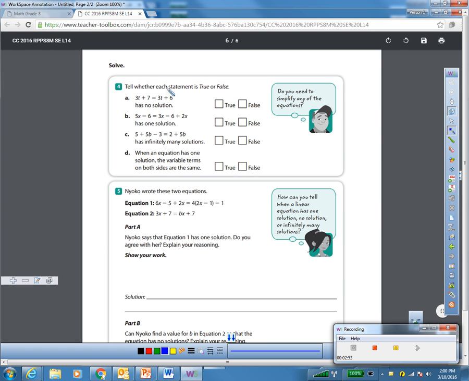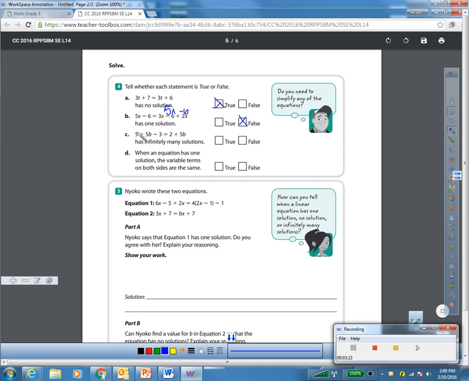Alright, on this one, tell whether each statement is true or false. So they're saying that this has no solution. That's true because you have the same variable but a different constant. Okay, this one has 1 solution. If I do a little bit of simplifying here, my 3x and my 2x, I can put that together and get 5x minus 6. On this one, they're exactly the same on both sides, so it does have a solution. That would be false.